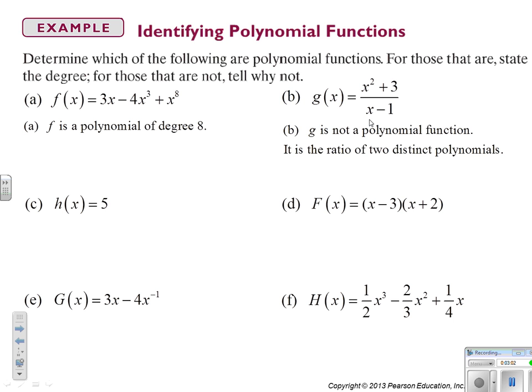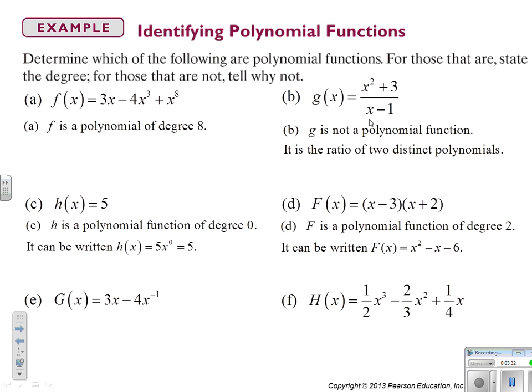h of x equals 5. It is a polynomial. The degree is 0 because x to the 0 is 1, and 1 times 5 is 5. So if we have a 0 as an exponent, that is okay. f of x equals x minus 3 times x plus 2. What's our guess? Yes or no? Just shout it out.